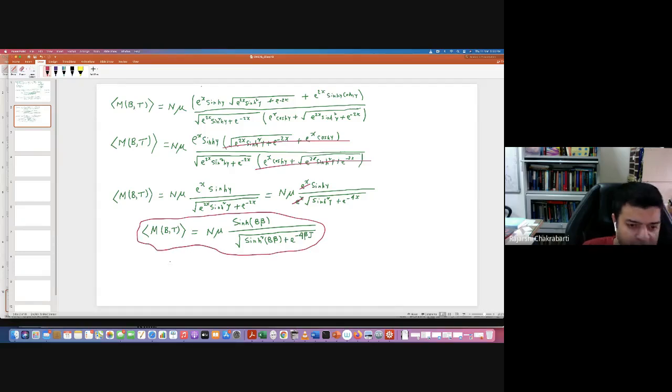And I can also define, for example, the average magnetization. Be very careful while doing this. If I write it like this, it is called the average magnetization per spin. Is this fine? Yes, sir.